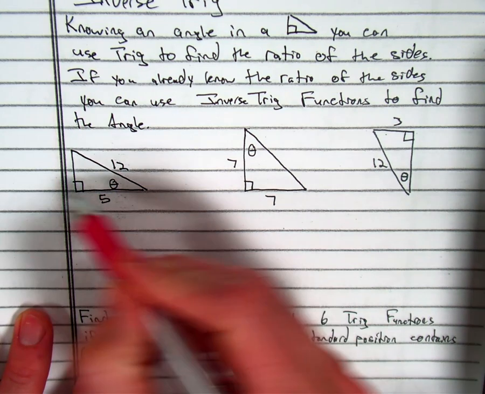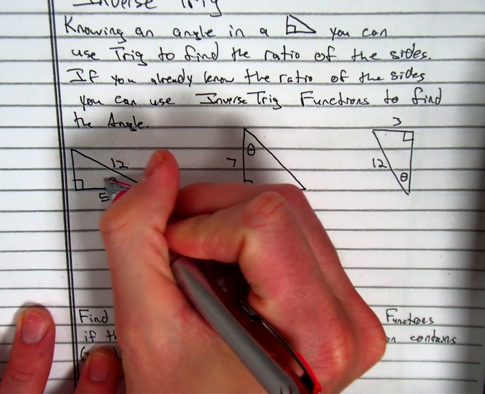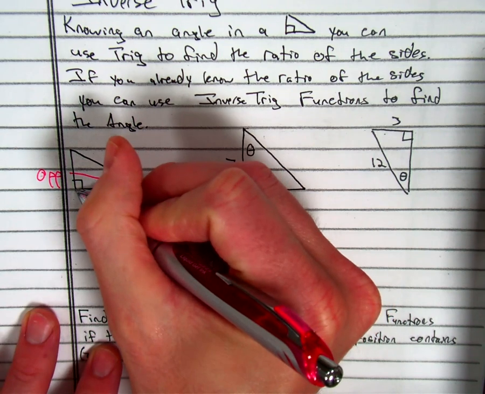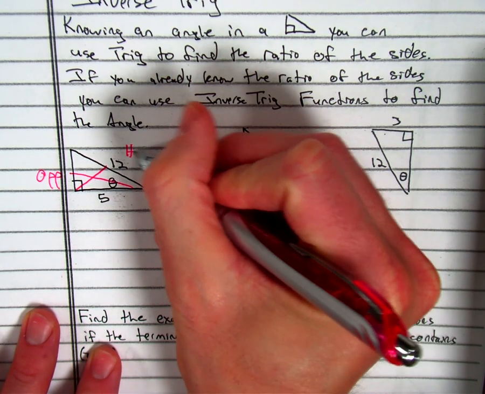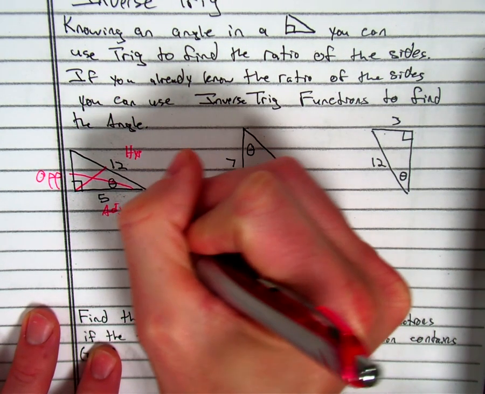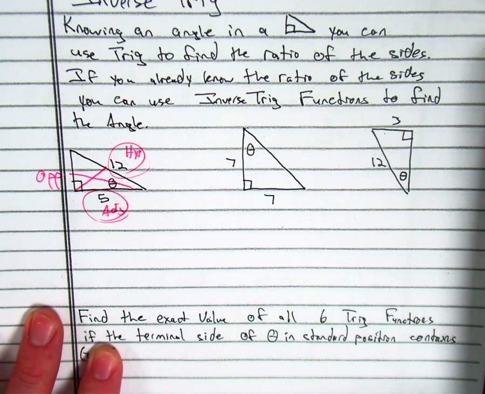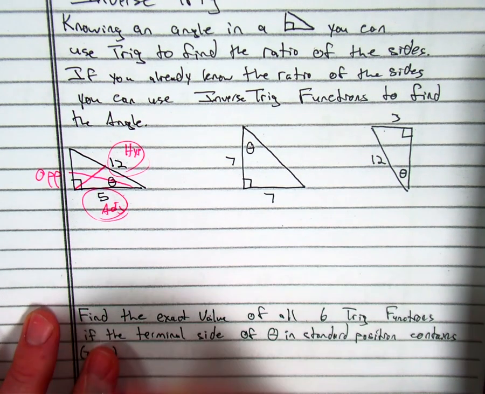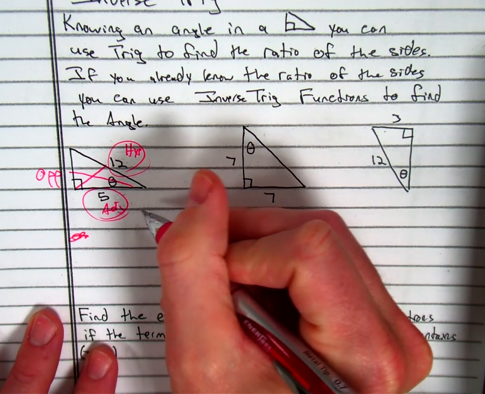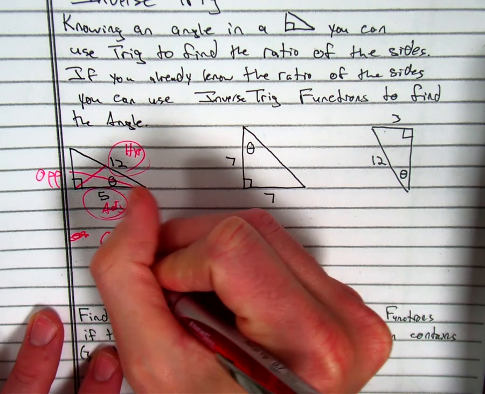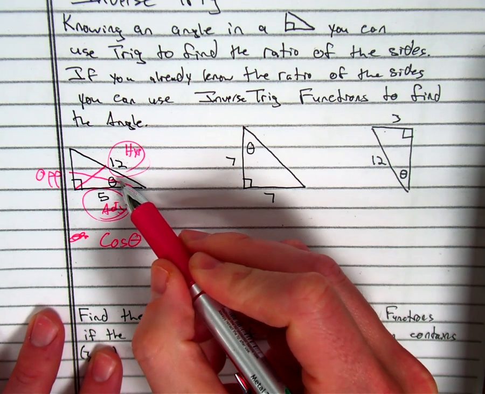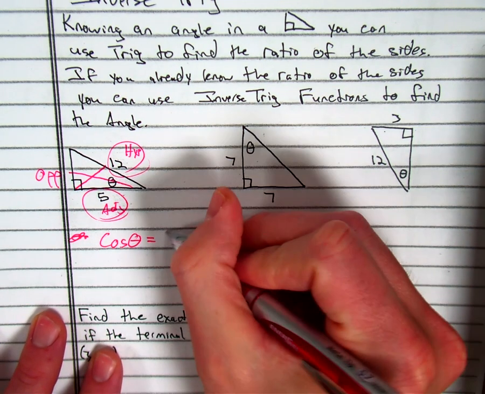Alright, so from our setup here, from our angle theta, opposite is over here, that's empty. Across from the right angle is hypotenuse and adjacent. Okay, looks like we have hypotenuse and adjacent. So hypotenuse and adjacent, we're going to be using cosine. So cosine of angle theta equals 5 over 12.